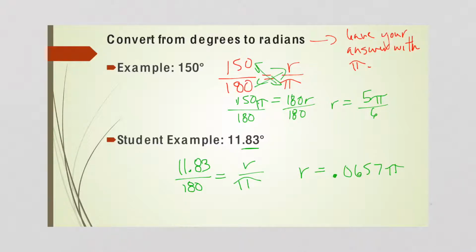Go ahead and check your answer. You should have ended up with 0.0657 pi. So does it matter that I didn't have a fraction this time? Absolutely not. It just matters that you do not start multiplying by that pi. Leave pi out front.